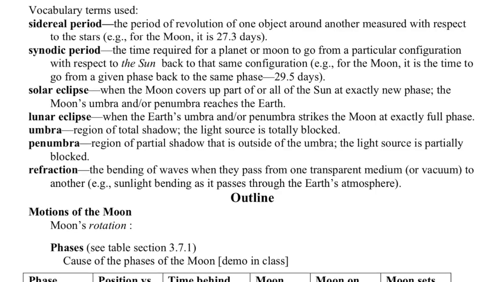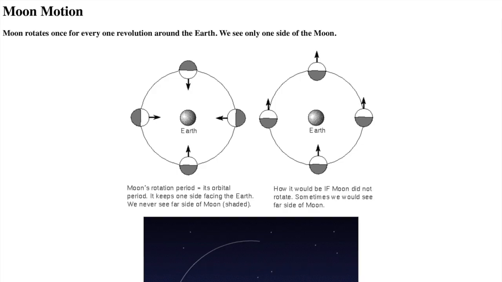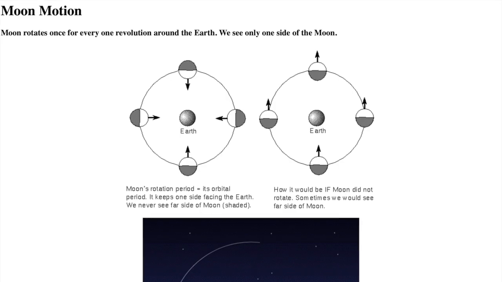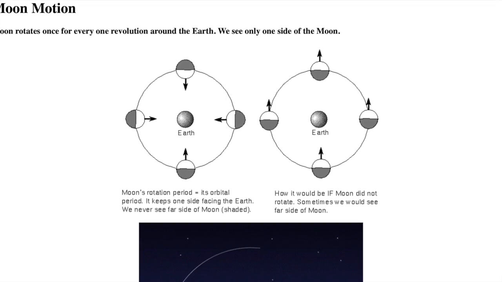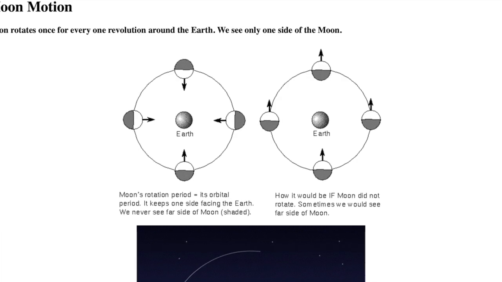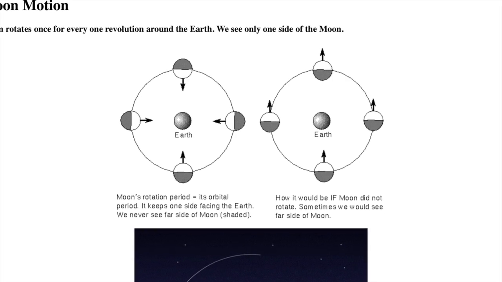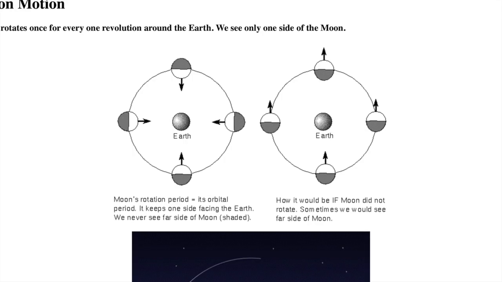The last 5 vocabulary terms have to do with eclipses. The first moon motion we'll look at is the moon spinning on its axis. The moon spins or rotates once on its axis for every 1 orbit or revolution around the Earth. That is why we see only one side of the moon facing the Earth. That is shown on the left.